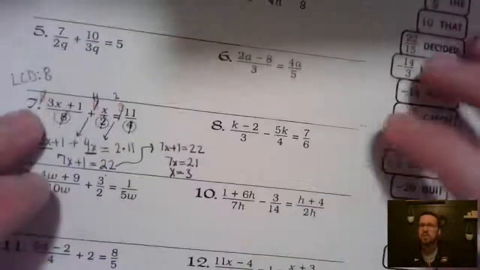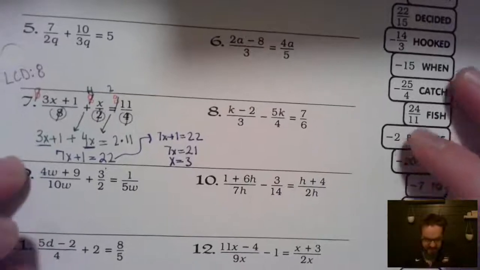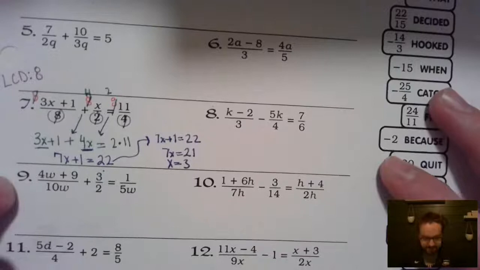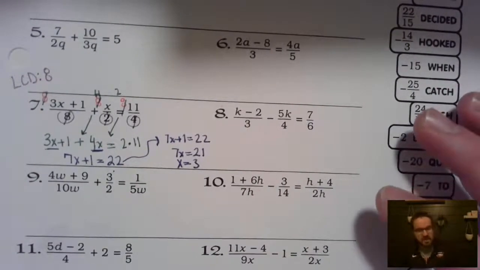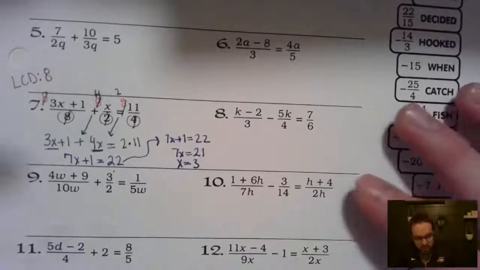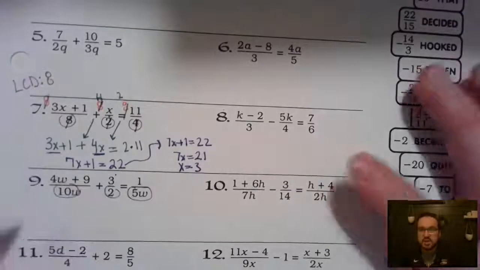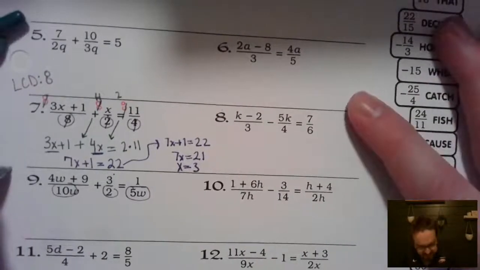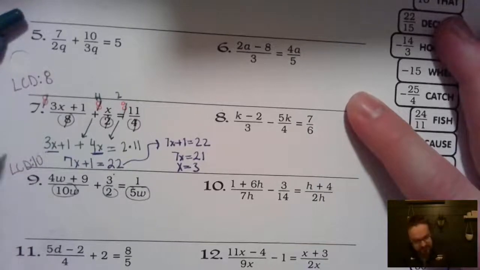Alright, let's try one more. Let's try one that actually has some variables on the bottom. Alright, and for lack of a better way of saying it, let's just take a look here at number 9. On number 9, again, we're trying to look at the least common denominator, right? So if I circle this denominator, it looks like if I just break this up, think about this. Let's do the numbers first. 10, 2, and 5. It looks like my LCD would just be 10 if that was the case, right?